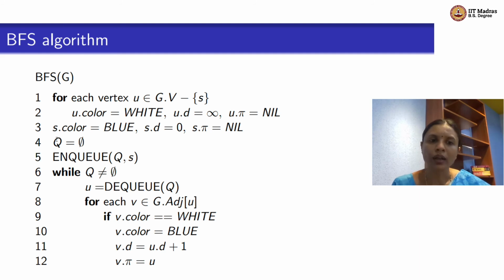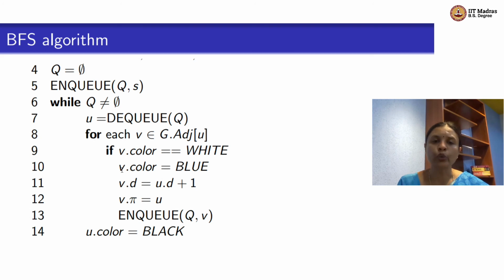Initialize a queue to be empty. First, you enqueue S into the queue. Enqueue S, that's what we did. Now, as long as the queue is non-empty, repeat the following. Take the vertex at the top of the queue, dequeue that vertex. Start exploring its adjacency list. Let's say U is that vertex.